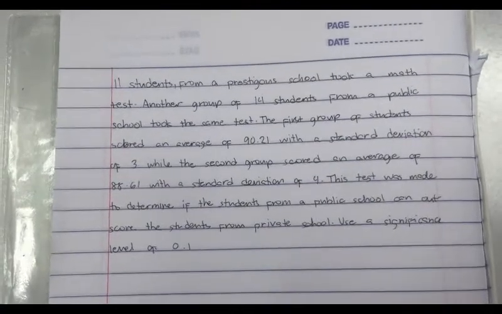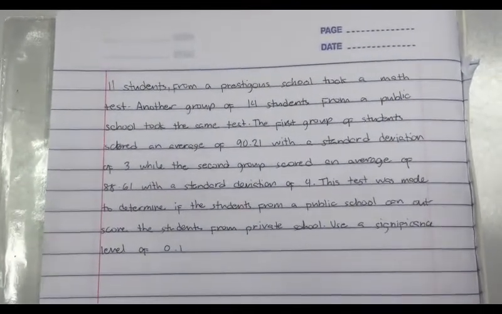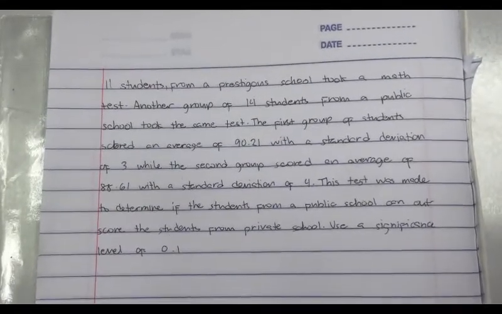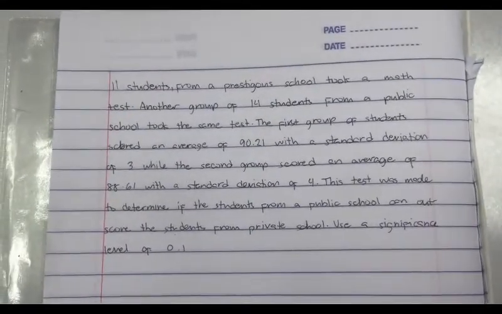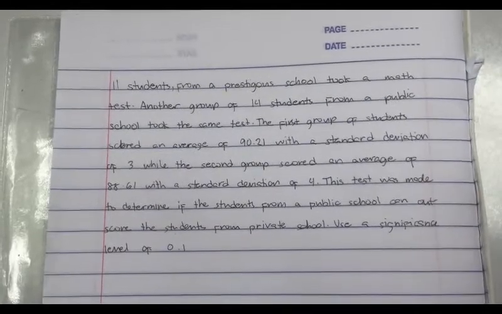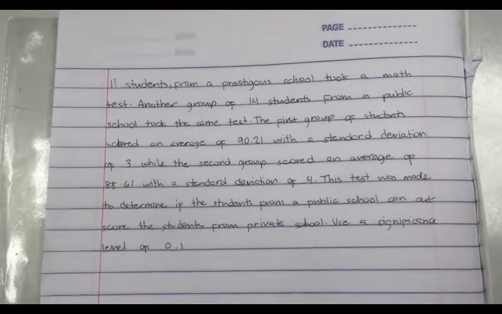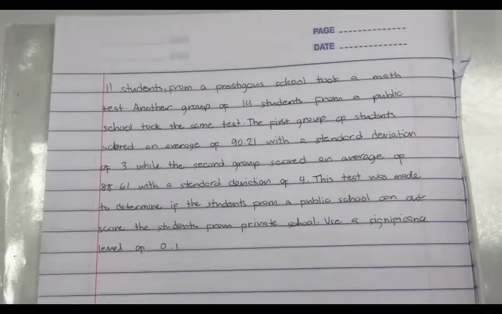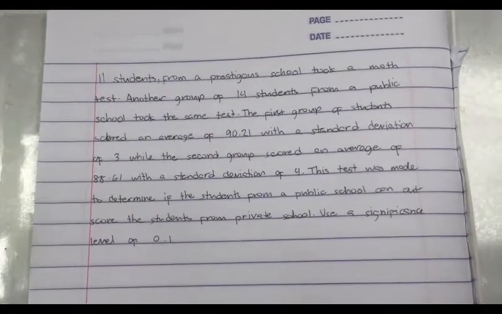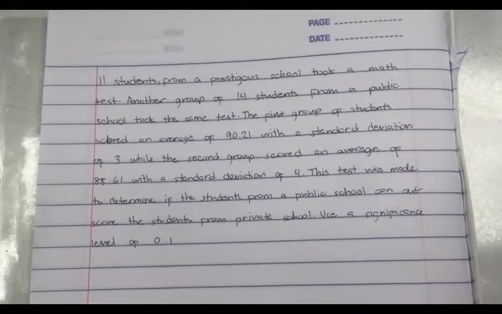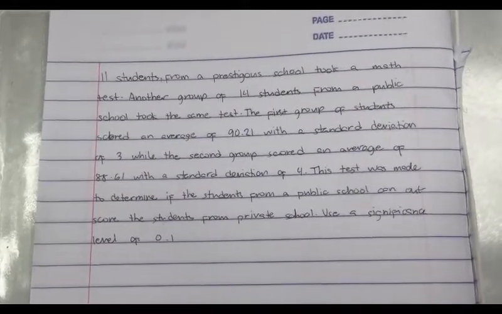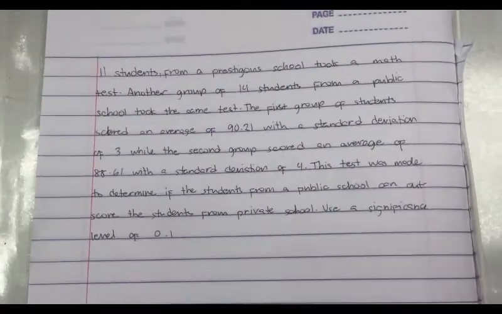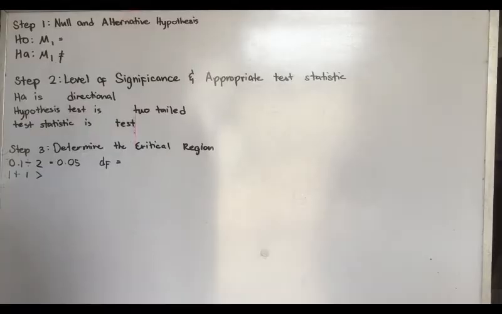11 students from a prestigious school took a math test. Another group of 14 students from a public school took the same test. The first group of students scored an average of 90.21 with a standard deviation of 3, while the second group scored an average of 88.61 with a standard deviation of 4. This test was made to determine if the students from a public school can outscore the students from private school. Use a significance level of 0.1.